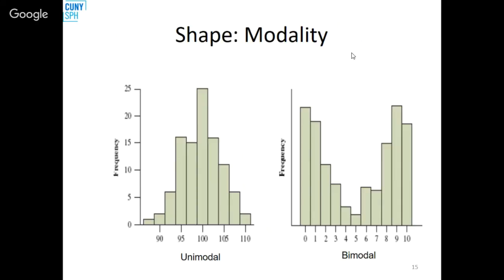For shape, the main thing, so skew is one aspect of shape, modality is another. This is a unimodal distribution, and this is a bimodal distribution. It's not always this obvious. It's obvious here because there's a lot of spread between the two modes, and because the variability of each of the modes is fairly small compared to the difference between those modes.